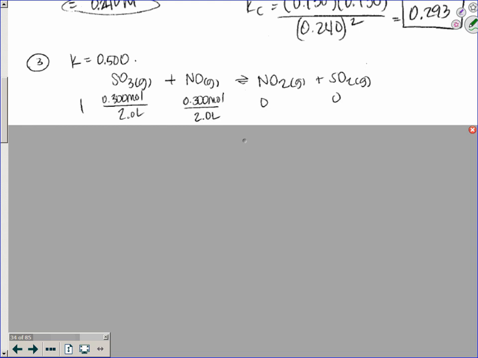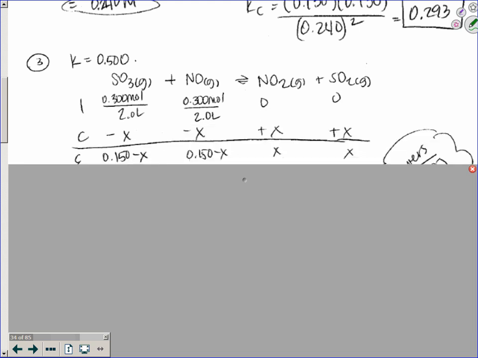So you got your 2 liters. You did have to divide by the liters to get the molarity. They gave you K, and they said find the equilibrium concentrations of all of these. So you don't know anything else about equilibrium, so you have to use X's here. You can't use true numbers.